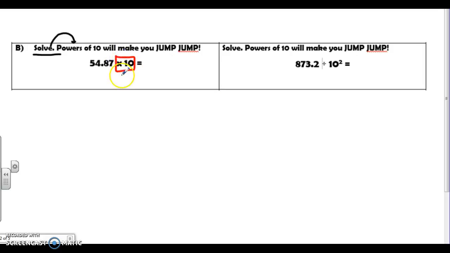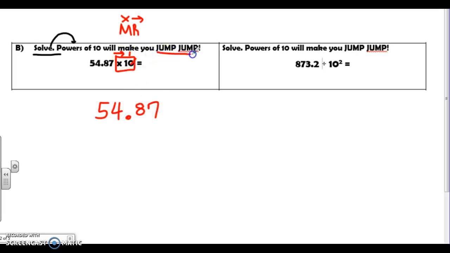The symbol will tell us what direction we need to go. We know MR like a Mr. M stands for multiply, R stands for right. So since this is a multiplication problem, we're going to jump the decimal point to the right. And we're going to jump it, since a 10 has 1 zero, we're going to jump it 1 space to the right. So we have the decimal 54 and 87/100.